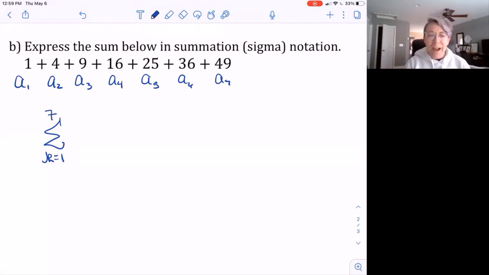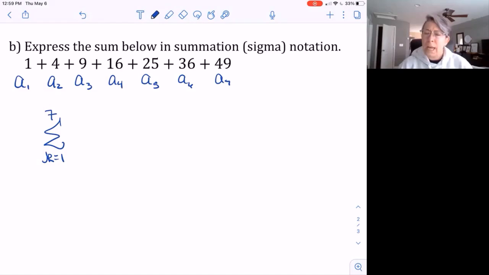But then we need to figure out what the formula is here. Is it arithmetic? Again, ignore the plus signs for a second. Look at the pattern. When we go from 1 to 4, we're adding 3, but from 4 to 9, we're adding 5. And then from 9 to 16, we're adding 7. So we're adding an increasing number every single time. That's not arithmetic or geometric. We're not multiplying. So let's see if we can determine another pattern.